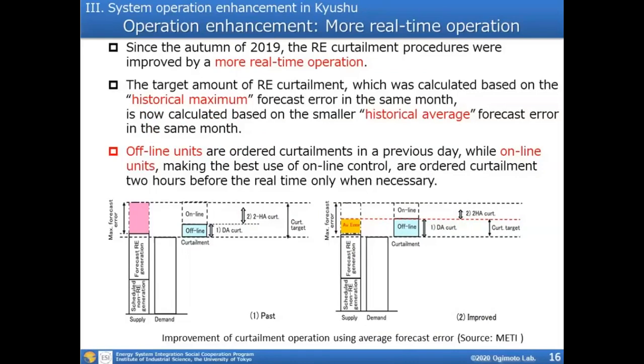At the same time, offline units are now ordered curtailment in the previous day, while online units, making the best use of online control, are ordered curtailment 2 hours before the real time, only when necessary.